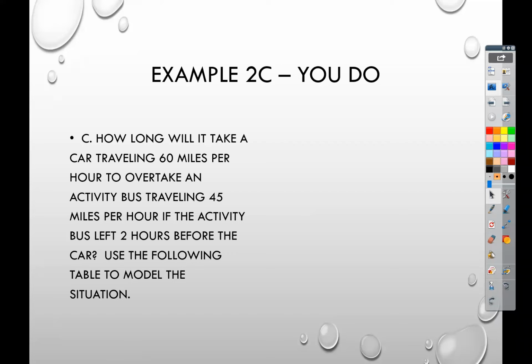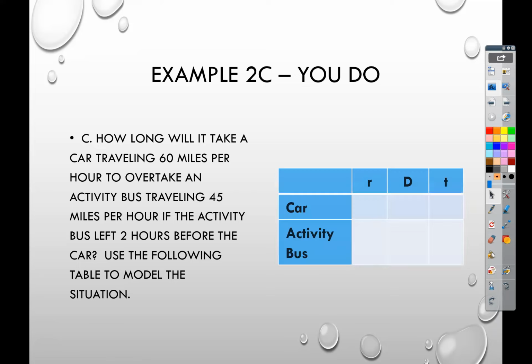All right, this is one for you to do. How long will it take a car traveling 60 miles per hour to overtake an activity bus traveling 45 miles per hour if the activity bus left 2 hours before the car? Use the following table to model. Okay, so you can use this to go ahead and solve that problem. So pause and work it out, and then I will help you in a little bit, but I want you to try it first.